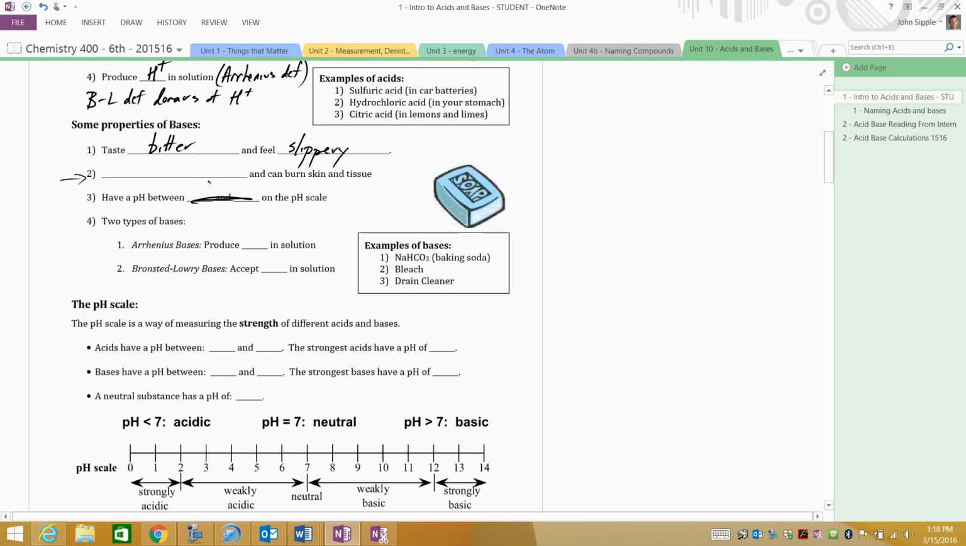Bases are going to be greater than 7 on the pH scale. We have two definitions here. The Arrhenius base definition: what do bases produce in solution? Hydroxide ions, good. OH minuses, hydroxide ions. But when it comes to Bronsted-Lowry, bases are going to be accepting H pluses in solution. Bases are things that accept H plus in solution.